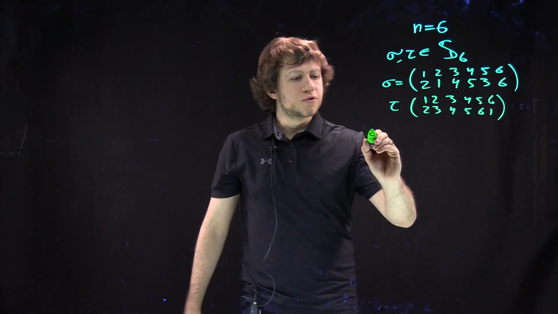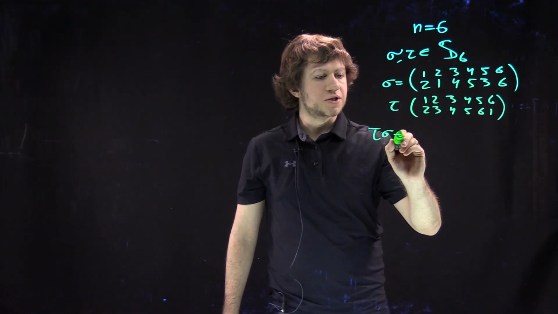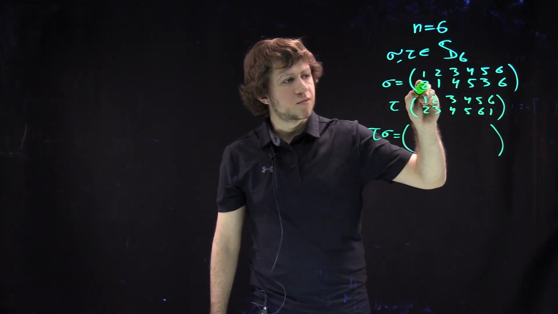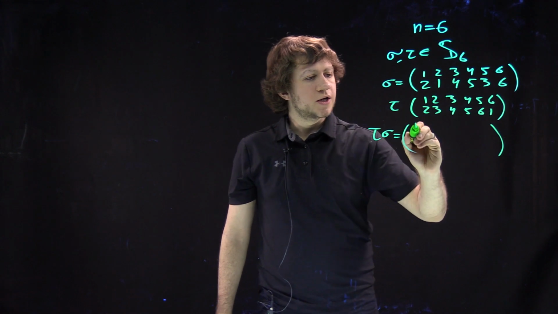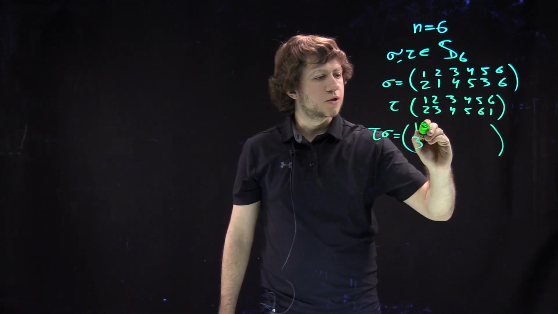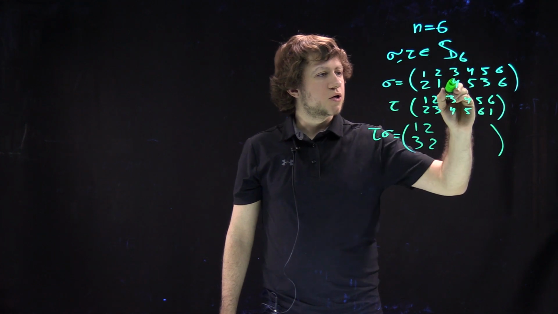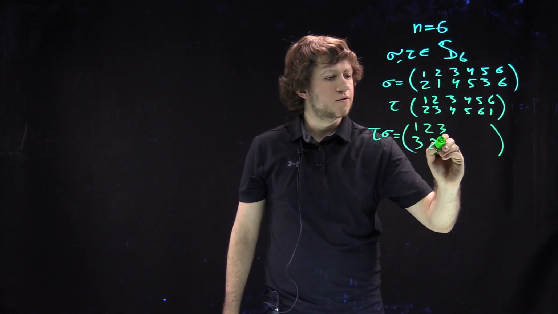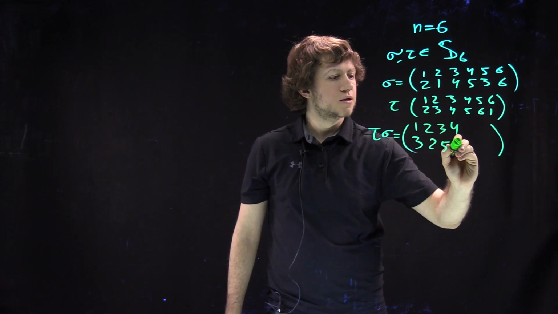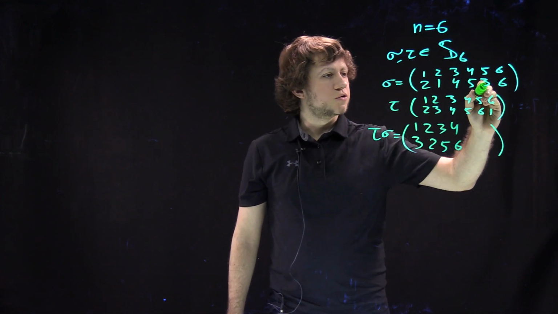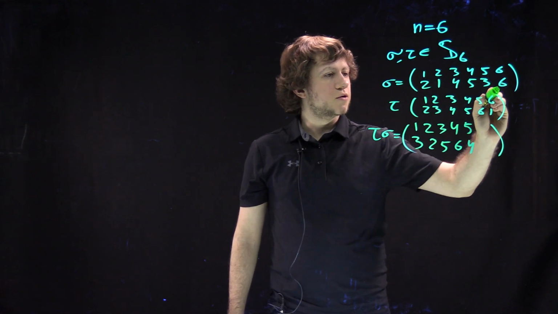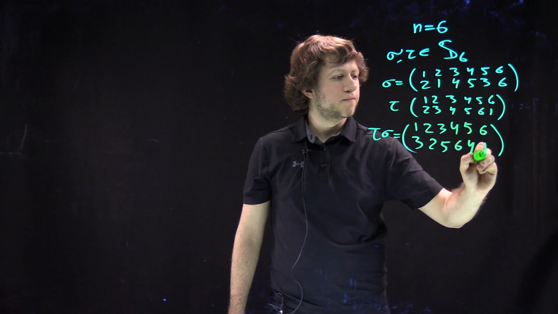Then I can compute tau sigma, for instance. For this, I first do sigma with some number and then do tau. So 1 goes to 2, 2 goes to 3; 2 goes to 1, 1 goes to 2; 3 goes to 4, 4 goes to 5; 4 goes to 5, 5 goes to 6; 5 goes to 3, 3 goes to 4; and 6 goes to 6, 6 goes to 1.